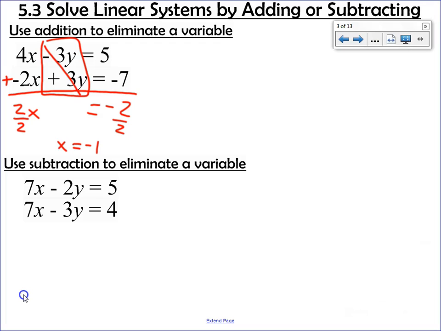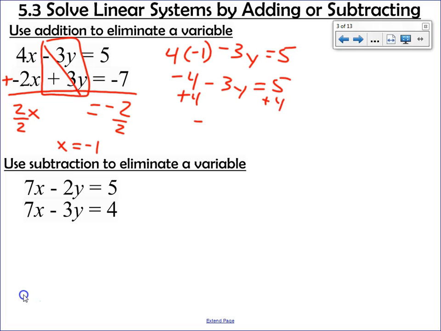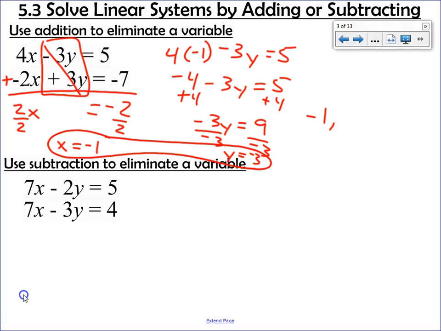So if x is negative 1, I can substitute it into either equation and solve to figure out what y equals. So negative 4 minus 3y is 5. I can add 4 to both sides. So negative 3y is 9. Divide by negative 3. y is negative 3. So my coordinate is negative 1, negative 3.